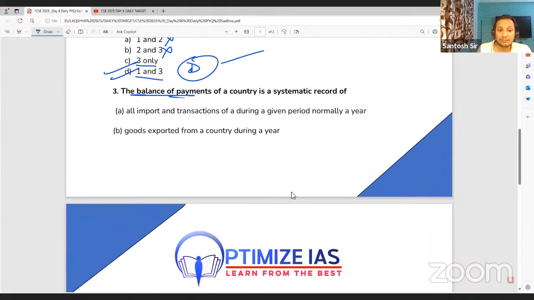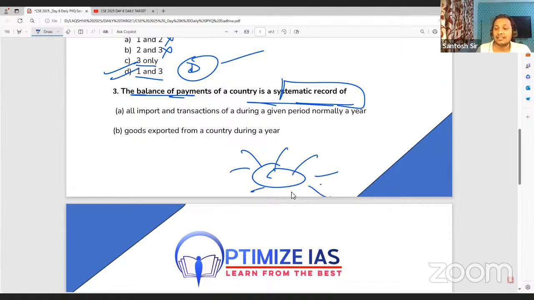The balance of payment of a country is a systematic record of what? So what is balance of payment? Balance of payment is all kinds of import and export which we are doing in one year, the overall transaction which a country has with the external world. Suppose this is the country, and any kind of transaction with the external world is the balance of payment. So option A is correct.